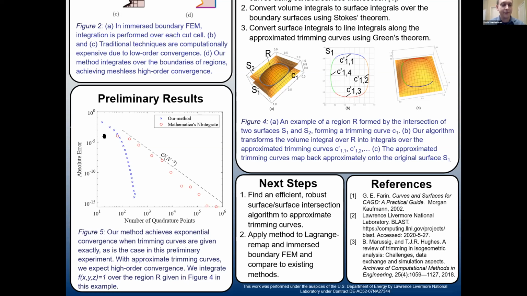Okay, and so if we did approximate those trimming curves using polynomials, we would expect high order convergence. So next steps, the first one, the most important one, is to actually implement that efficient, robust SSI algorithm to approximate those trimming curves. And then the second next step is to actually apply these methods to Lagrange remap and immersed boundary finite element methods.